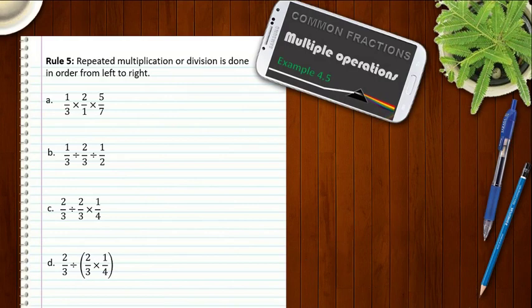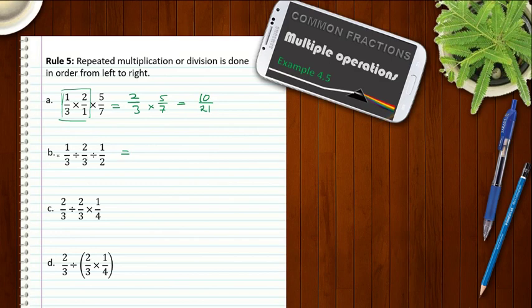Right, so now for example 4.5, repeated multiplication or division is done from left to right. So here I have more than one multiplication, and what I'm going to do is to start with the leftmost one. So this is then going to be 1 times 2 over 3 times 1 is 3 times by 5 over 7. And then to take it further, 2 times 5 is 10, and 3 times 7 is 21.